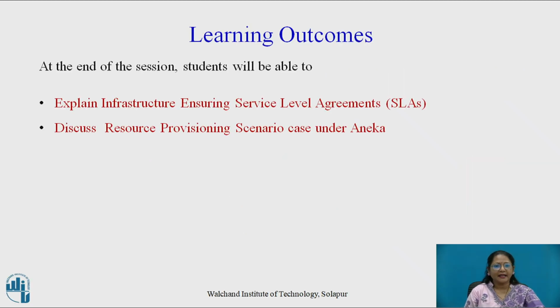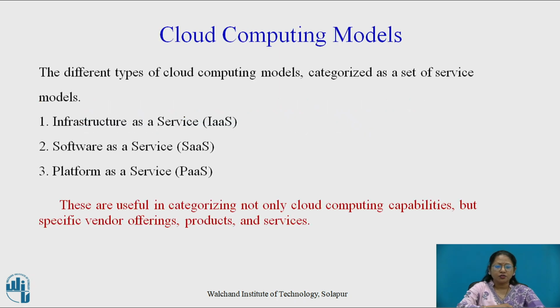Learning outcomes. At the end of this session, students will be able to explain infrastructure ensuring service level agreement, and they are able to discuss resource provisioning scenario case under Aneka. So, cloud computing models. As we already know, the different types of cloud computing models are categorized as a set of service models, that is infrastructure as a service IaaS, software as a service SaaS, platform as a service PaaS. These are useful in categorizing not only cloud computing capabilities but specific vendor offerings, products and services.